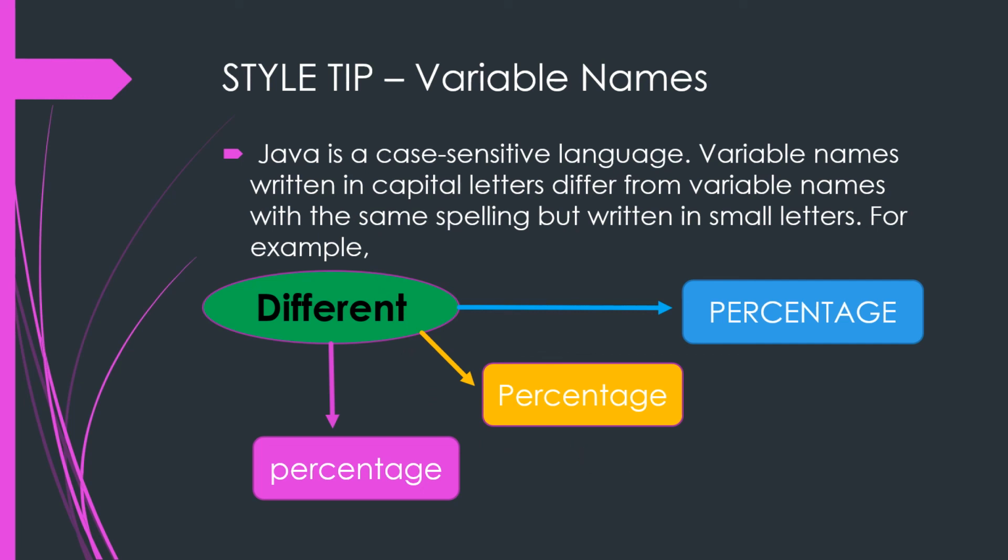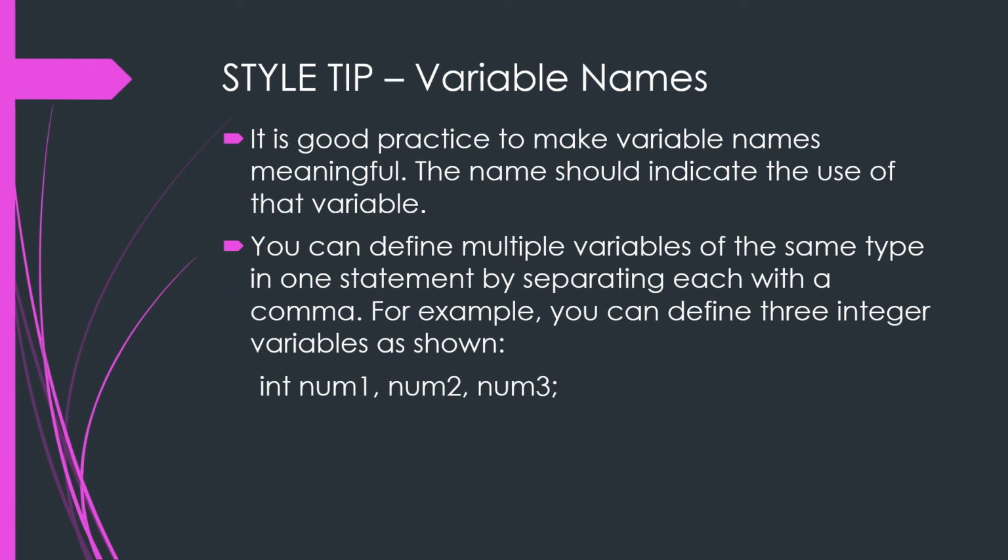So let us proceed. It is good practice to make variable names meaningful. The name should indicate the use of that variable. Basically, if we make the variable names meaningful, then it will be helpful to us, because while programming we can easily recall what the name of the variable was and where to use it. If the name indicates the use of the variable, then we can use it more conveniently.